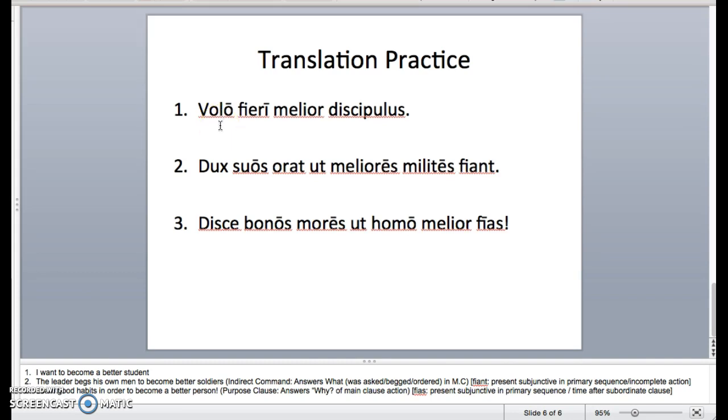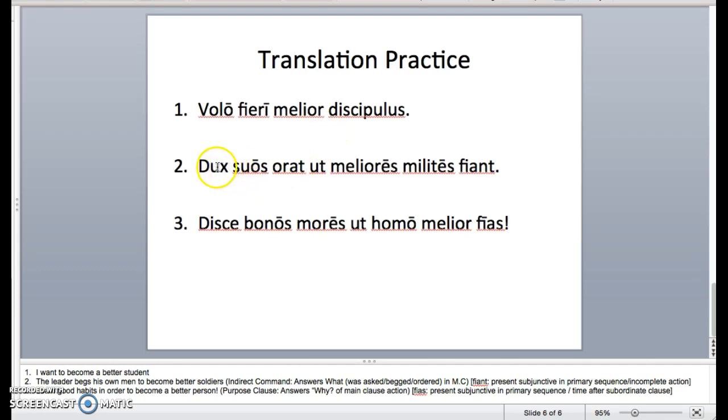All right, so here we have volo fieri melior discipulus. Volo, we recall, is I want. Fieri is an infinitive, completing the meaning of volo. It's the infinitive of fio. So I want to become, I want to be made. But become is probably the best translation here, because as we look at the second part, we have a predicate nominative, melior discipulus, renaming essentially the I, which was the subject of volo. So it's I want to become a better student. And so become makes a little bit more sense than I want to be made a better student, right? Become works better from an English perspective.